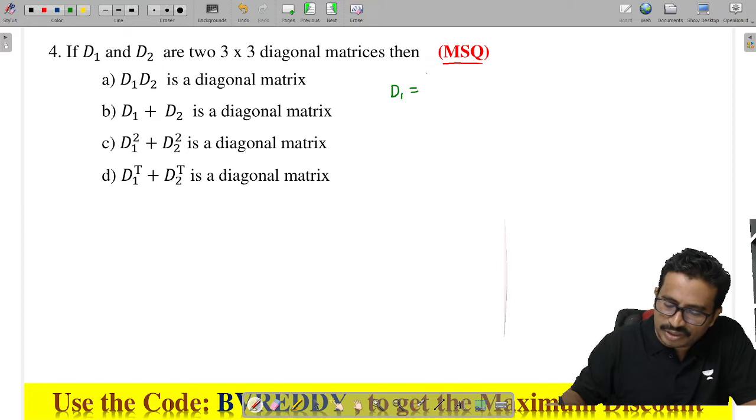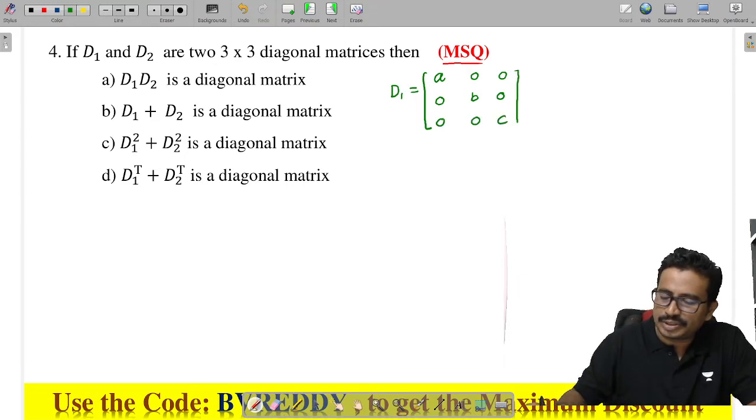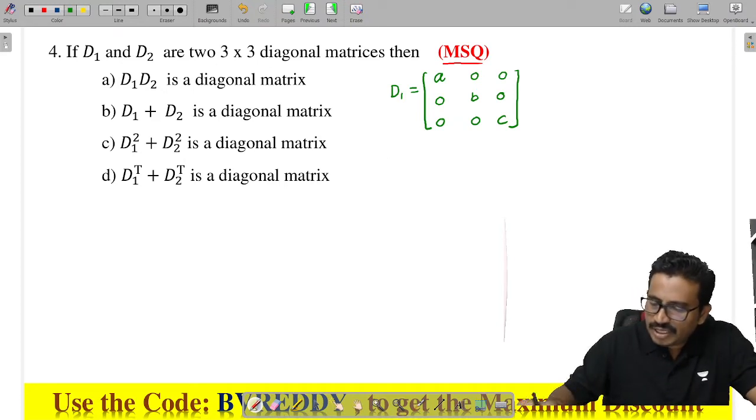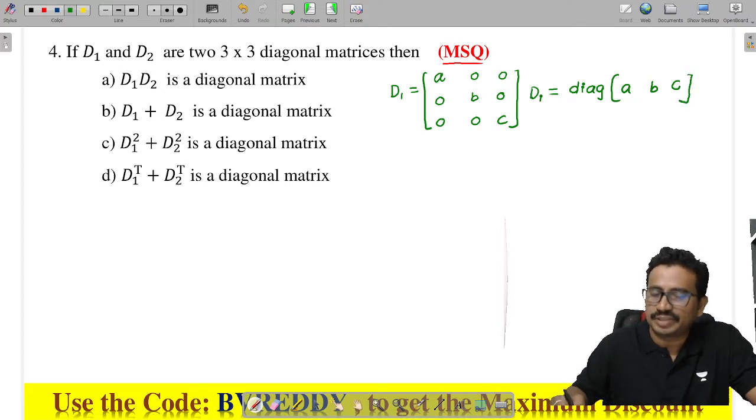D1, if I say D1 is a diagonal 3 cross 3 matrix, with elements of the form a, 0, 0, 0, b, 0, 0, 0, c, only the diagonal elements are non-zero, at least one of the diagonal elements is non-zero. So this I can say is diagonal matrix D1. In short form, we write this as the diagonal of only the principal diagonal elements. Remaining elements are 0, you can see.